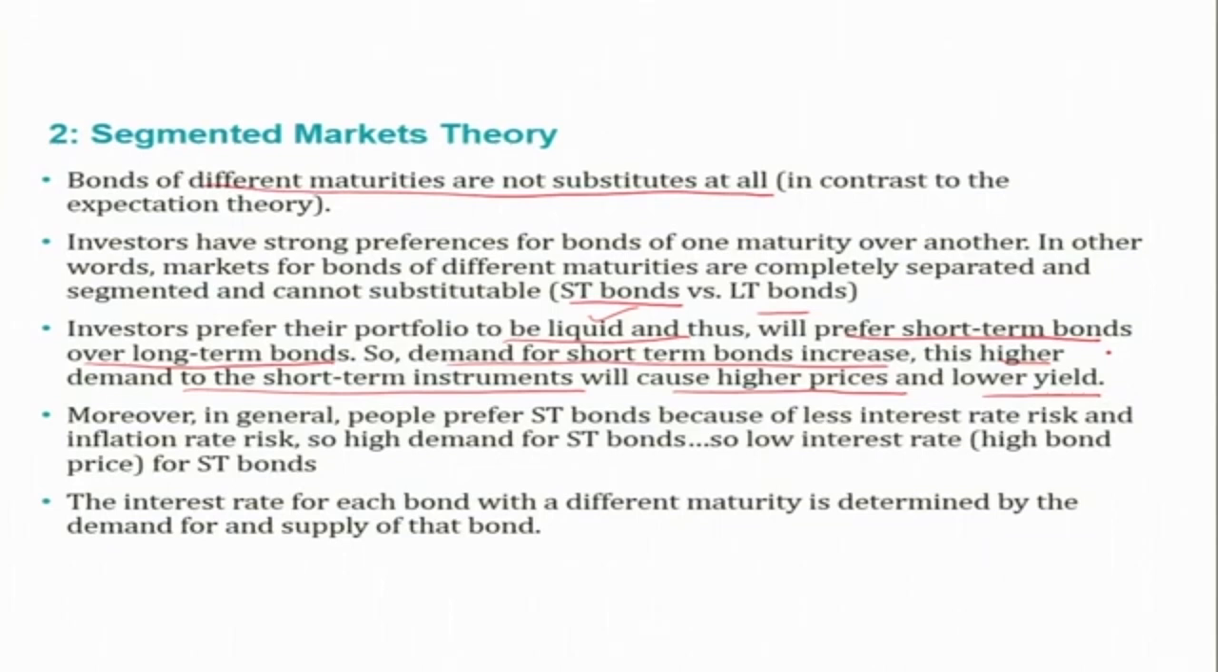Moreover, as I just stated here, people prefer short term bonds because of less interest rate risk and inflation risk, which also translates into high demand for short term bonds. So obviously you can see that a high bond price leads to a low interest rate for short term bonds. So here the interest rate for each bond with a different maturity is determined by the demand for and supply of that bond.